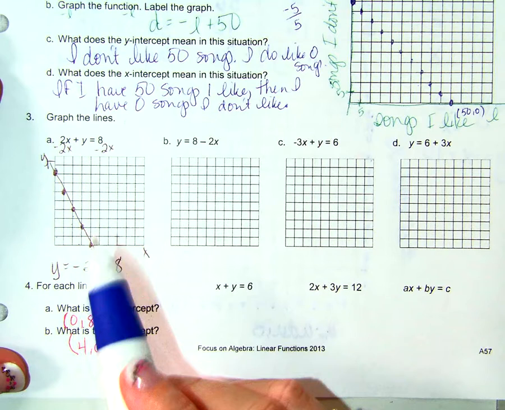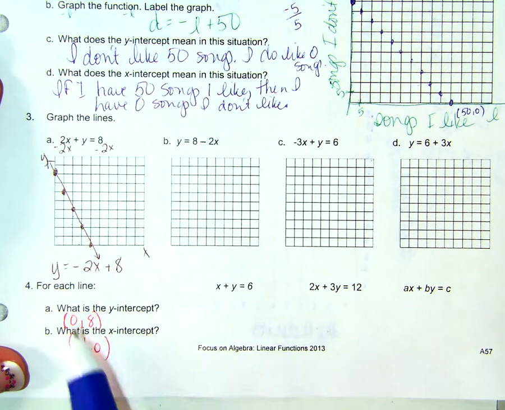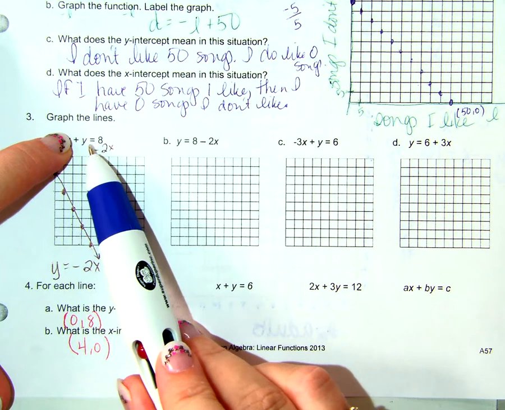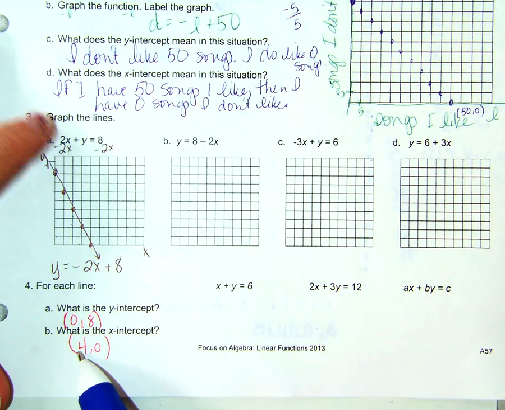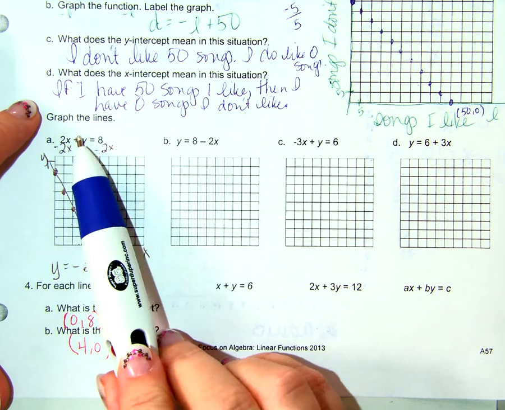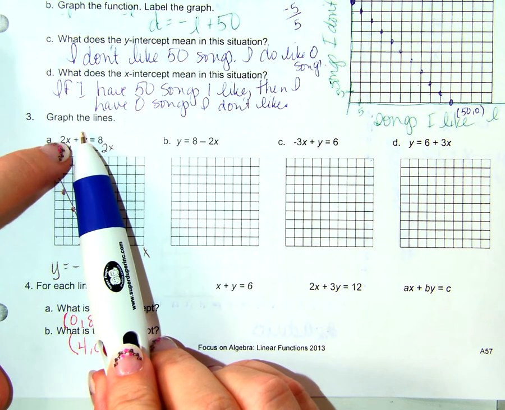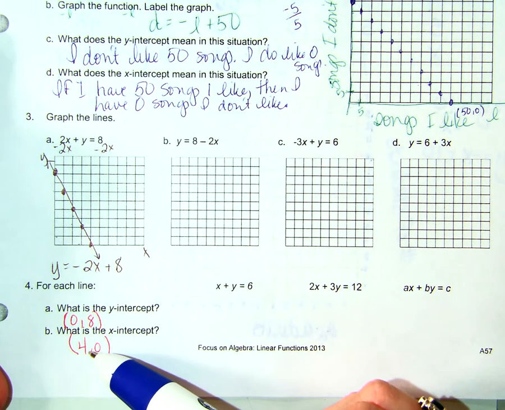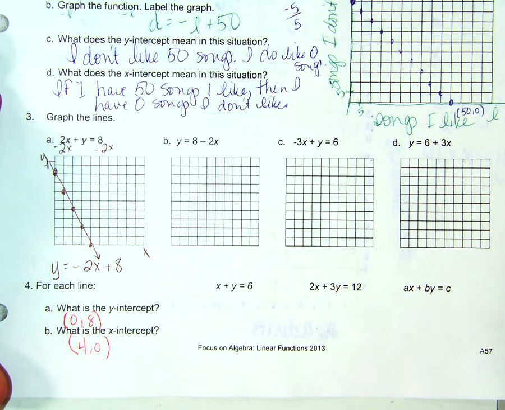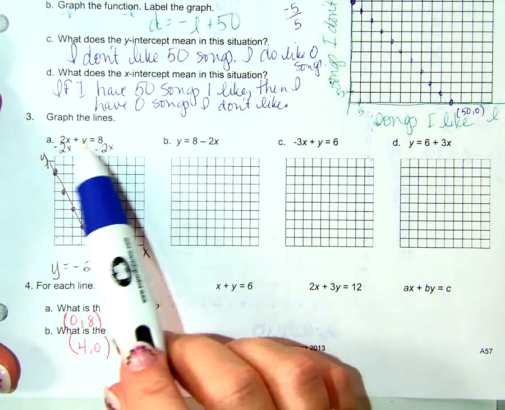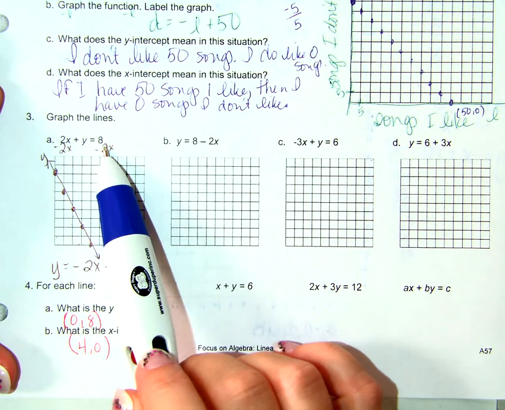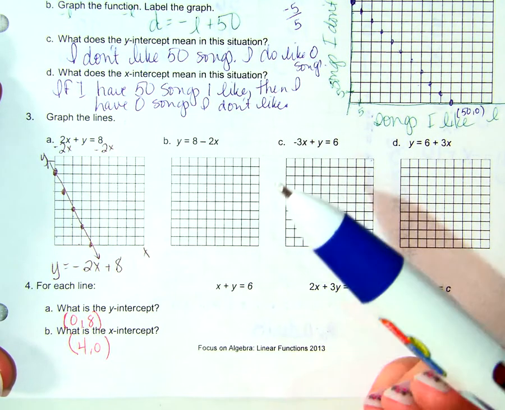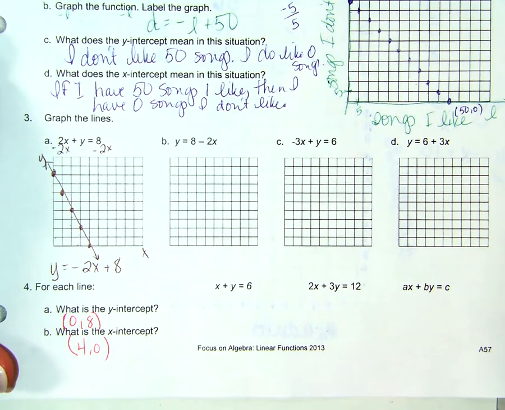Wait, is that easy to see from the equation? If x is 0, what's y? Read it. Y equals 8. If y is 0, what is x? Well, 2x equals 8. What does x have to be? 4. Oh my gosh. Standard form, which is what this is right here, makes it easy to see the intercepts, doesn't it? Not easy to see the slope, but easy to see the intercepts.